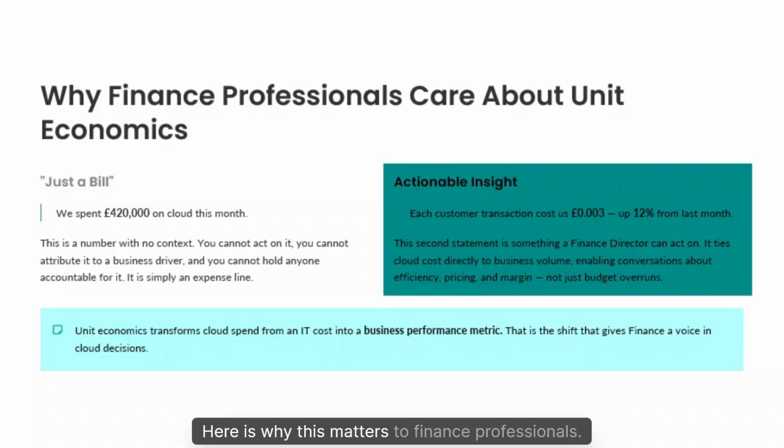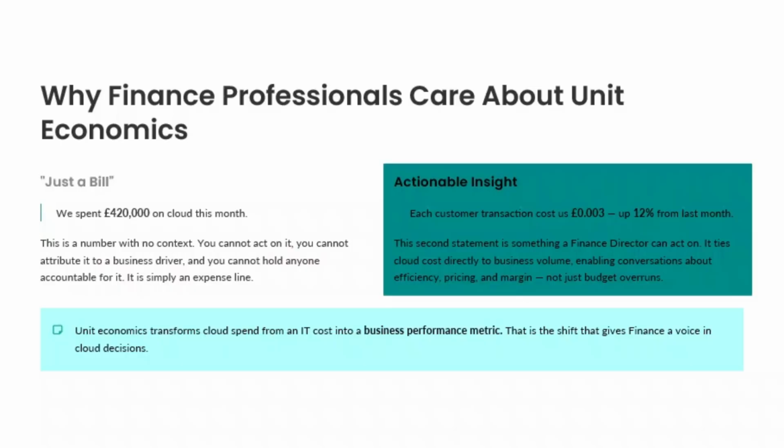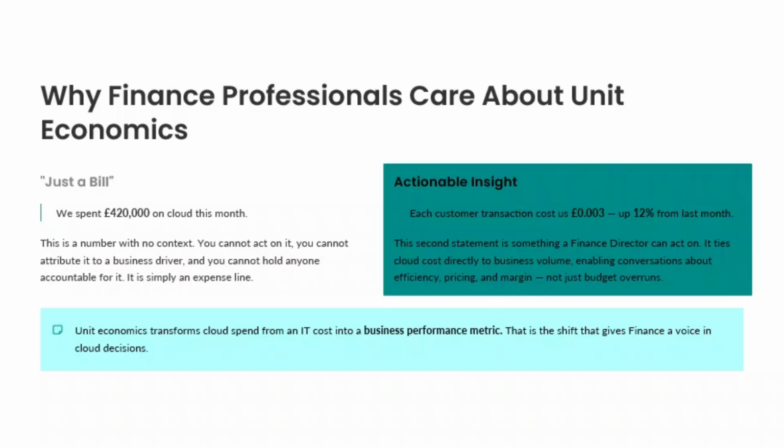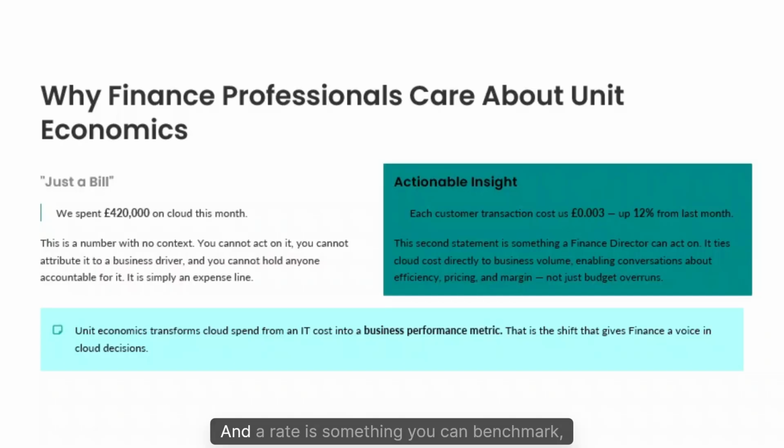Here is why this matters to finance professionals. Without unit economics, cloud spend is just a number. Your cloud bill says you spent £420,000 last month, but what did you get for it? Cloud unit economics answers that question. It turns the bill into a rate: the cost per transaction, the cost per report, the cost per customer served. And a rate is something you can benchmark, forecast, and improve. A bill is just something you pay.